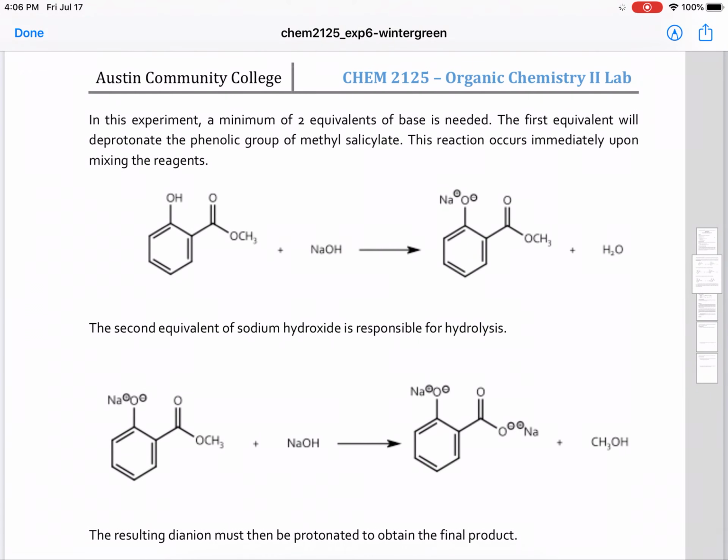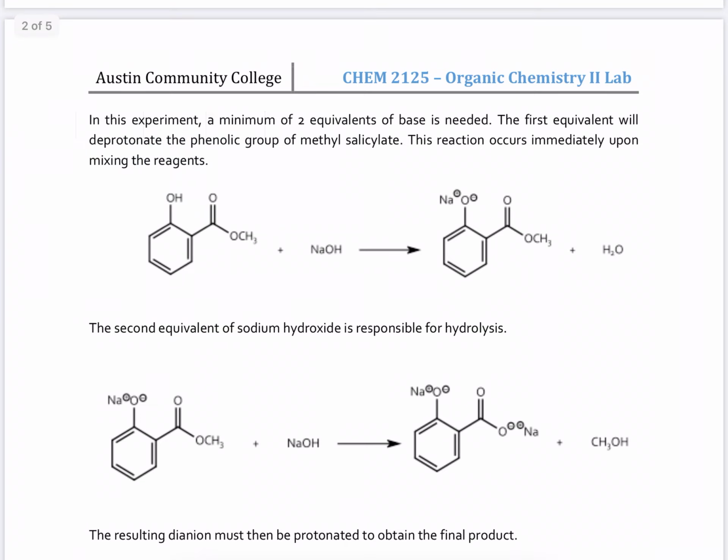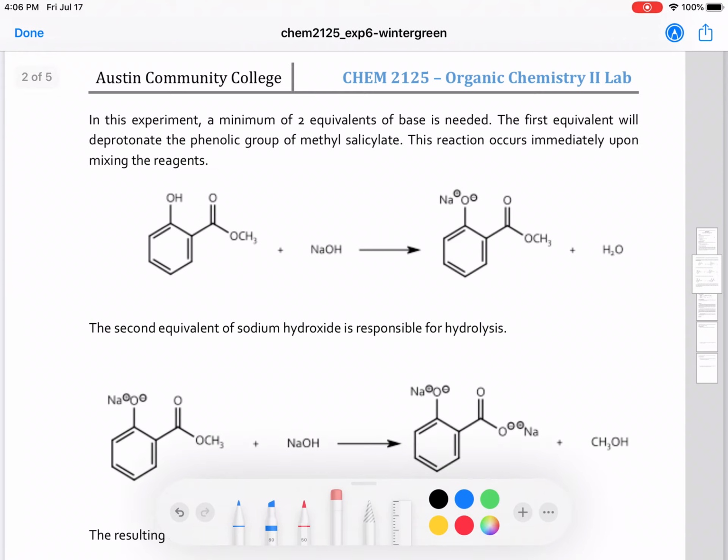In this experiment, we're going to be using first wintergreen oil. Wintergreen oil is this molecule, not that one we have over here, so this one right here, that is the wintergreen oil. And then we use our base, sodium hydroxide, and we use 2 equivalents of base.